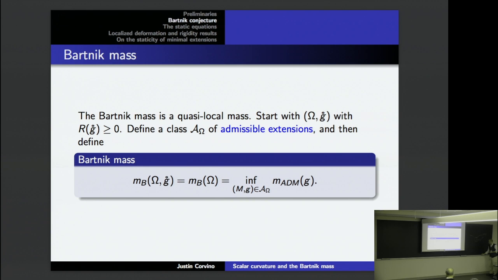And then you can associate to this a mass. And so what you have to do to define a Bartnik mass is, first of all, start with a class of admissible extensions. So decide what you mean by a suitable extension of the domain. And then consider all such extensions, look at the ADM mass of those extensions, and then take the infimum over all such extensions. Call that the Bartnik mass. Okay. So the issue is, well, what do you use for the class of extensions?